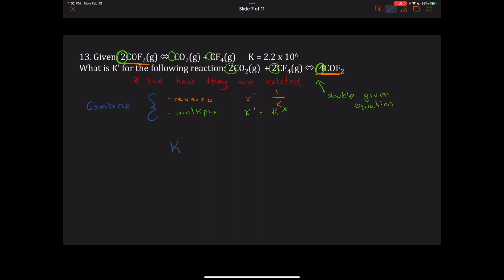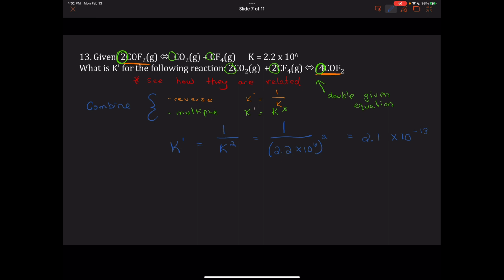So our K prime is going to be 1 over K squared. And again, we're squaring it because the coefficients are double the original coefficients. So this would be 1 over 2.2 times 10 to the 6th squared. That's going to give me a K of 2.1 times 10 to the negative 13th.